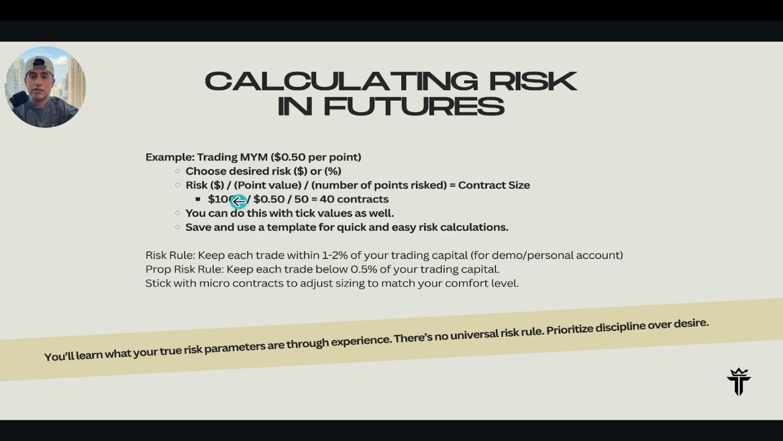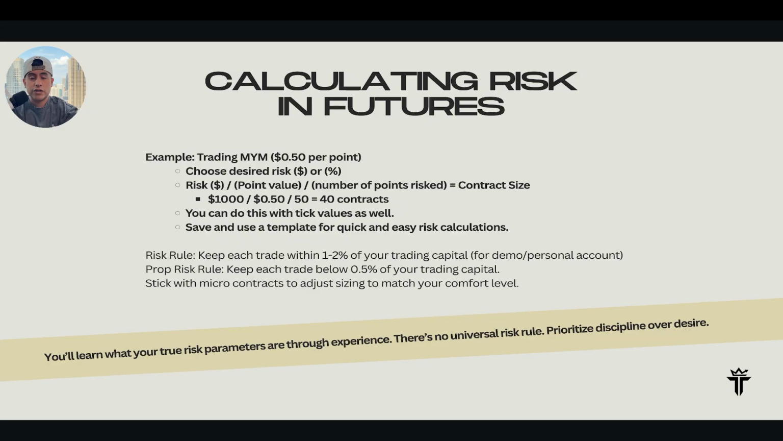So let's say we had $1,000. I want to risk $1,000. The points value, for every point, is 50 cents. And it's going to be a 50-point stop. So you do 1,000 divided by 50 cents divided by 50 points. That'll give you 40 contracts. This is micro, right? Micro contracts.